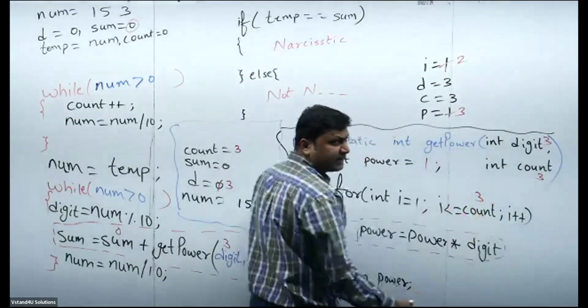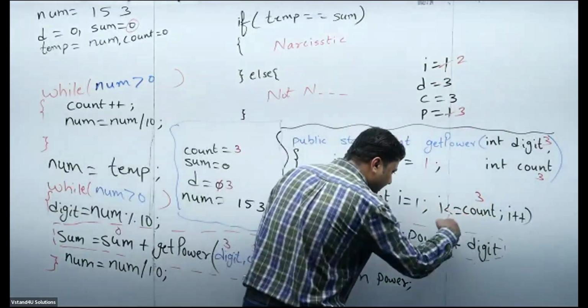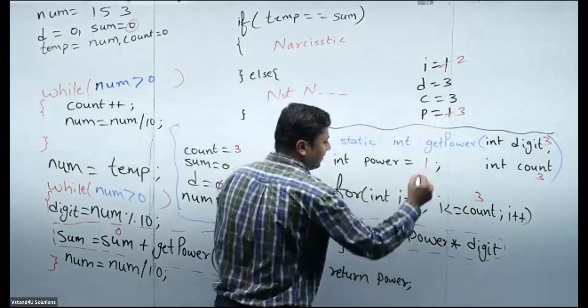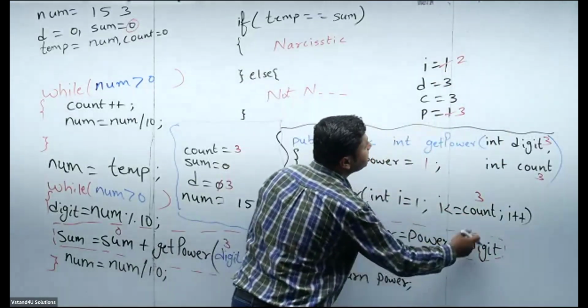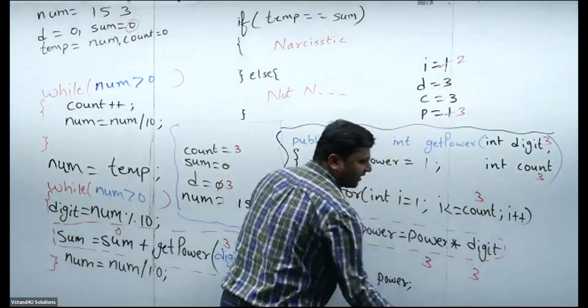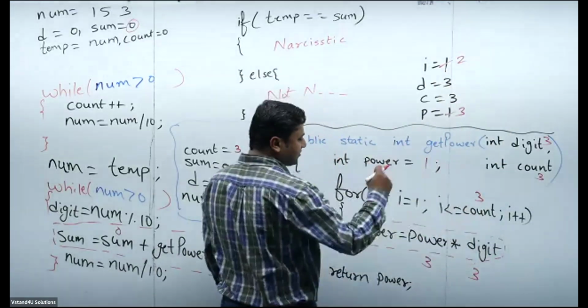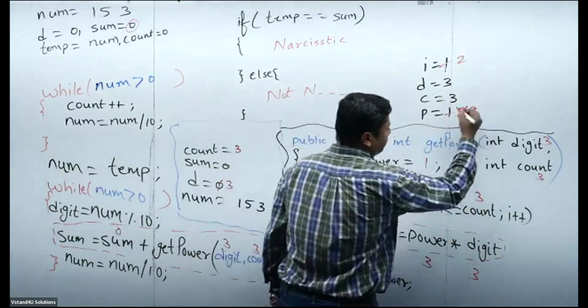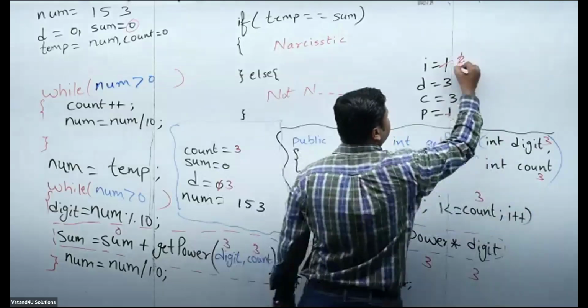2 is less than or equal to 3, condition true. What is the value of power right now? 3. Digit value is what? 3. Agree. 3 into 3 is 9, which will be stored in power. After this, I will increment i to 3.